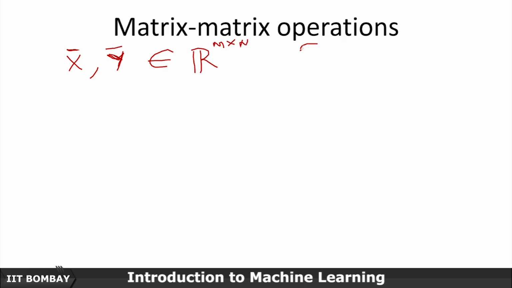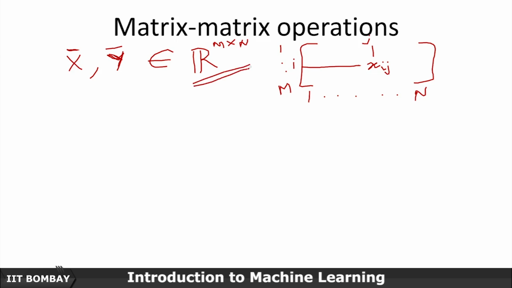which means that their structure would be something like this, that they will have m rows and n columns, and any particular element x_ij is at the ith row and the jth column. So that is the structure, and this is the notation of the set of matrices that have dimension m cross n.